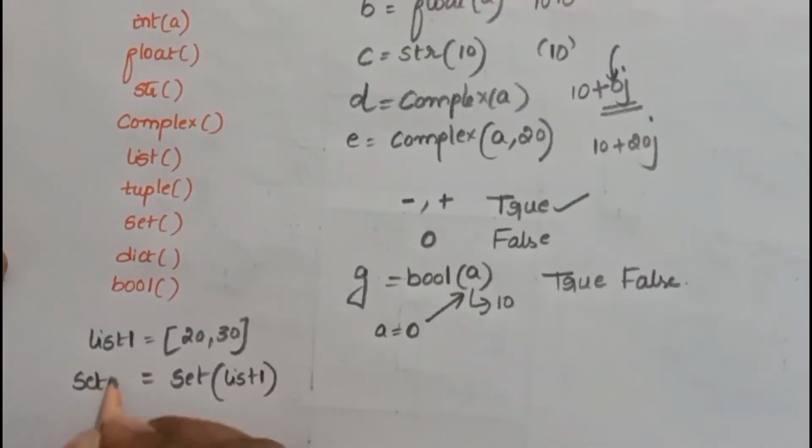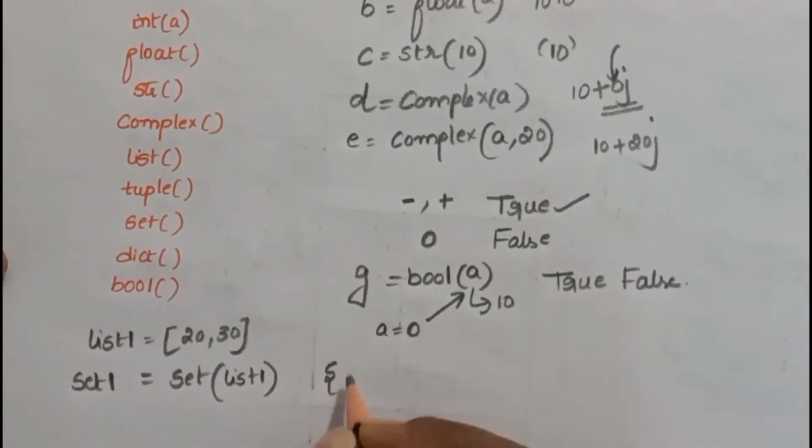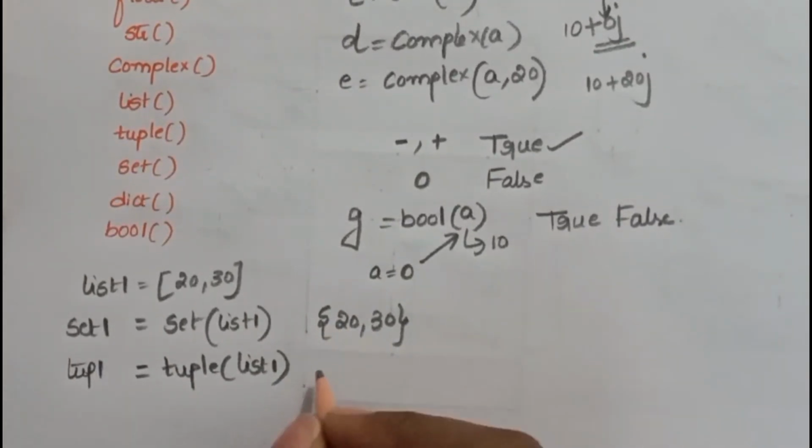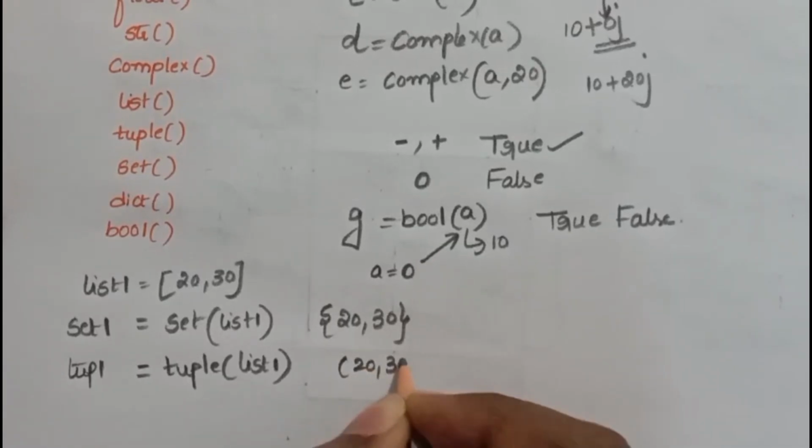Assign it to a variable, let's say set1. Now set1 has the value like this: 20 comma 30. If you have watched the previous video, you will know the difference between list, set, tuple and dictionary by looking at their notations itself. Now, if I want to typecast this list into a tuple, you can write tuple of list1. Let me assign it to the tuple1 variable. The value that gets stored in tuple1 is 20 comma 30.